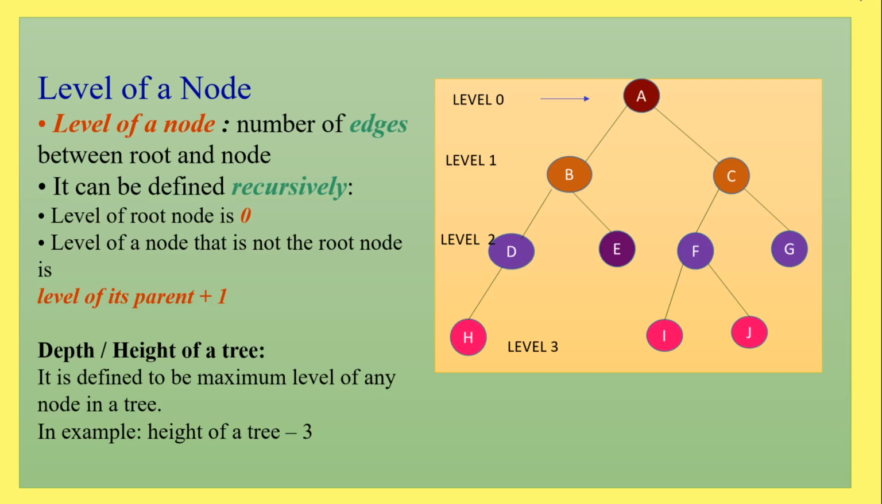Depth or height of a tree. How do we define the height of a tree? Here in this diagram we represented the maximum level as 3. The maximum level of a node in a tree is considered as the height of a tree. It is defined to be the maximum level of any node in a tree. In this example, the height of the tree is 3.